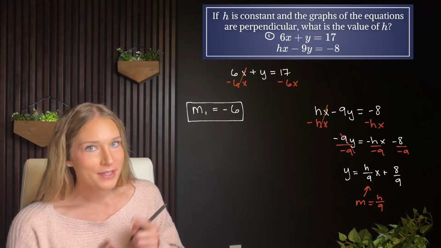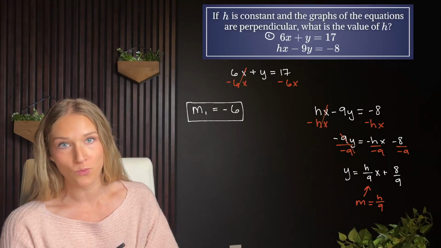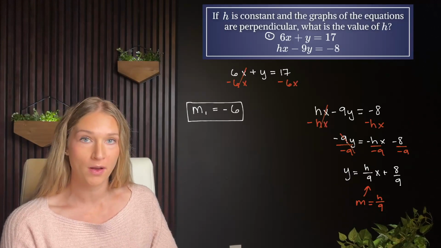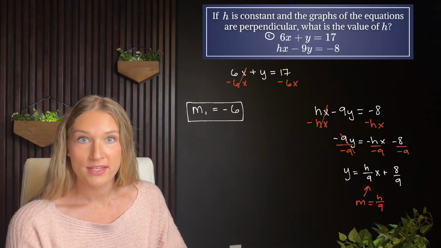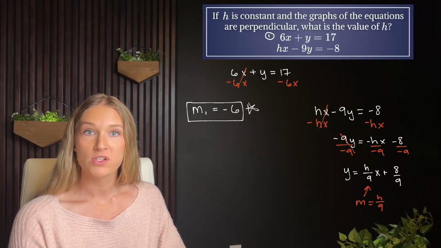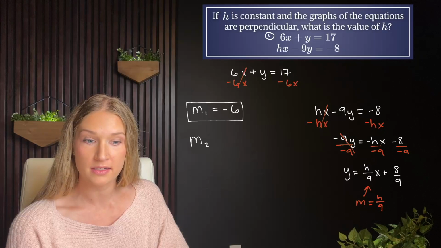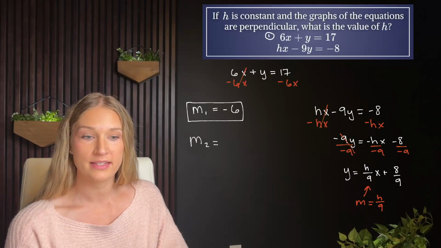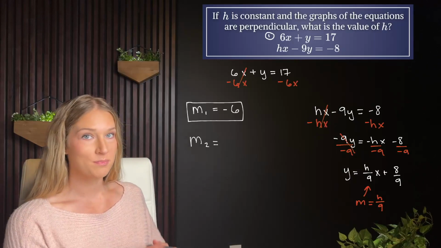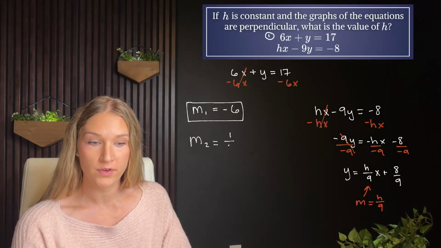But the other thing that we know is that this line is perpendicular to line 1. So that means it's going to have the opposite reciprocal slope from line 1. So remember that that slope from line 1 way back over here is negative 6, which means that the slope of line 2 is going to be positive 1 over 6. Again, we're making it the opposite. Since line 1 is negative, line 2 is positive. And then I flip that 6 over to get 1 over 6.